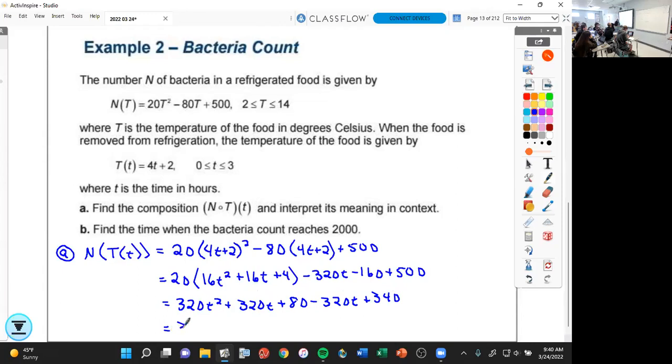Okay. So N of capital T of lowercase t is 320t squared plus 420. Is that all clear? That's part A. What does that mean, though? What does N of t equal 320t squared plus 420 mean?